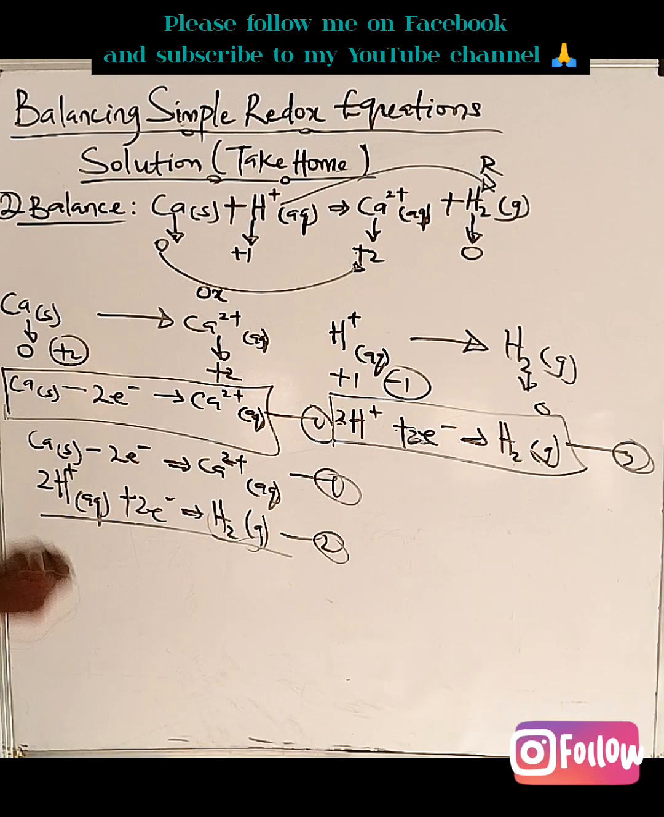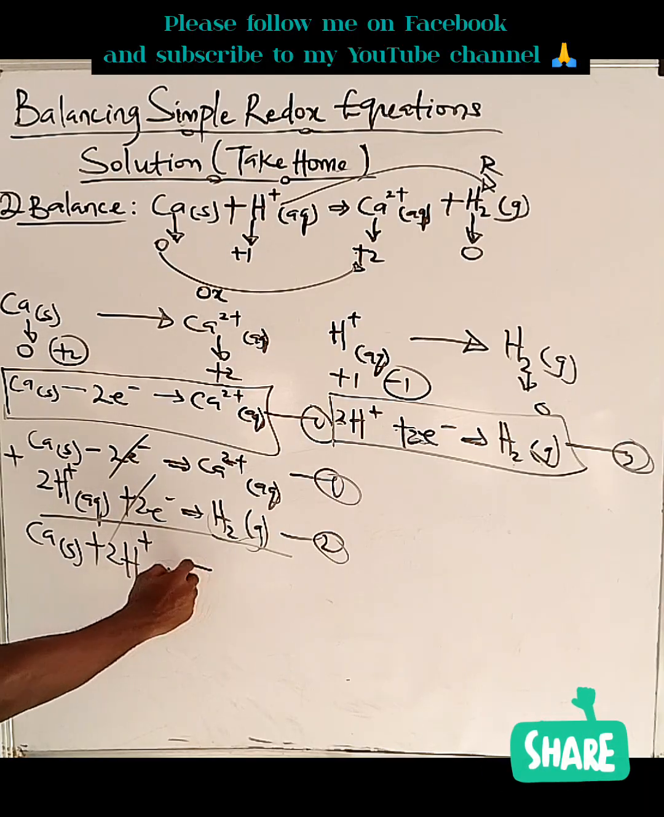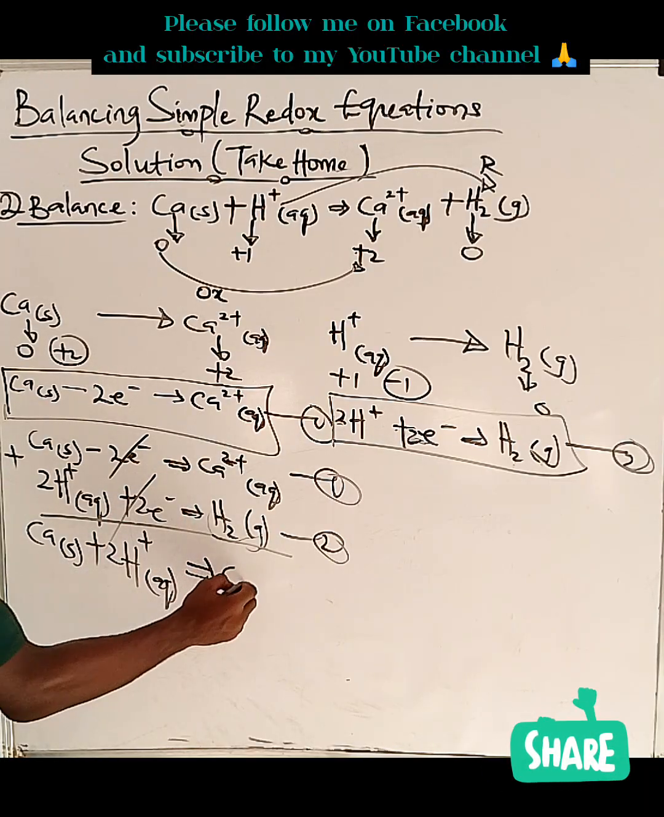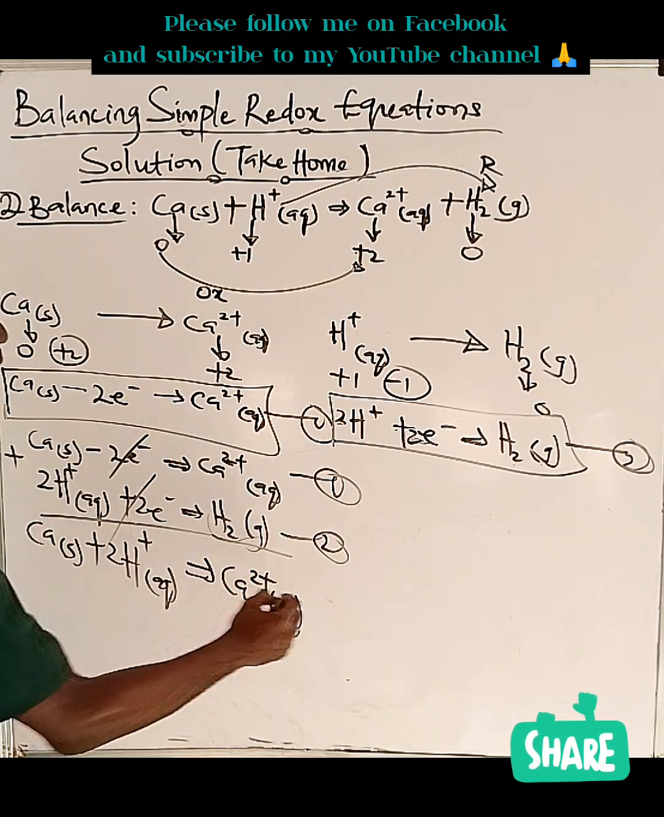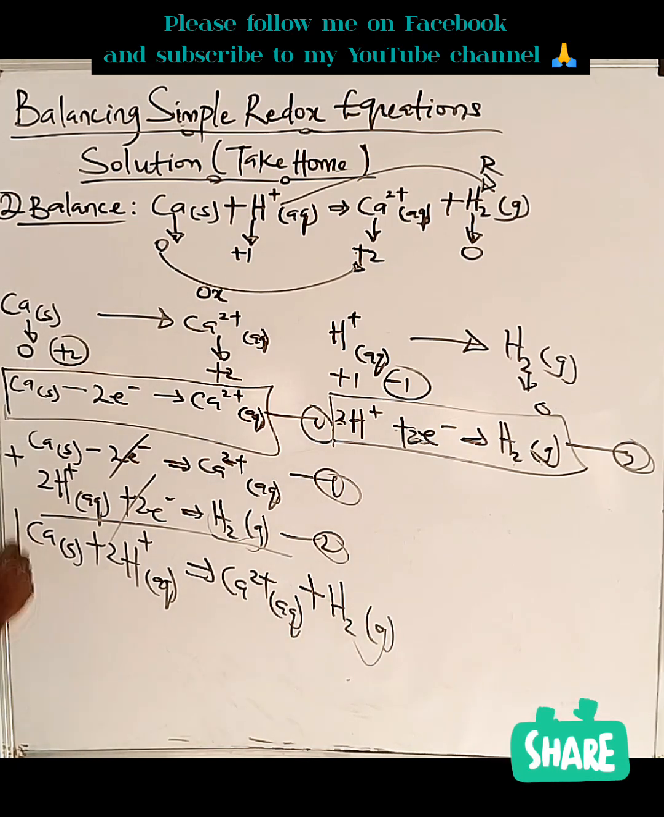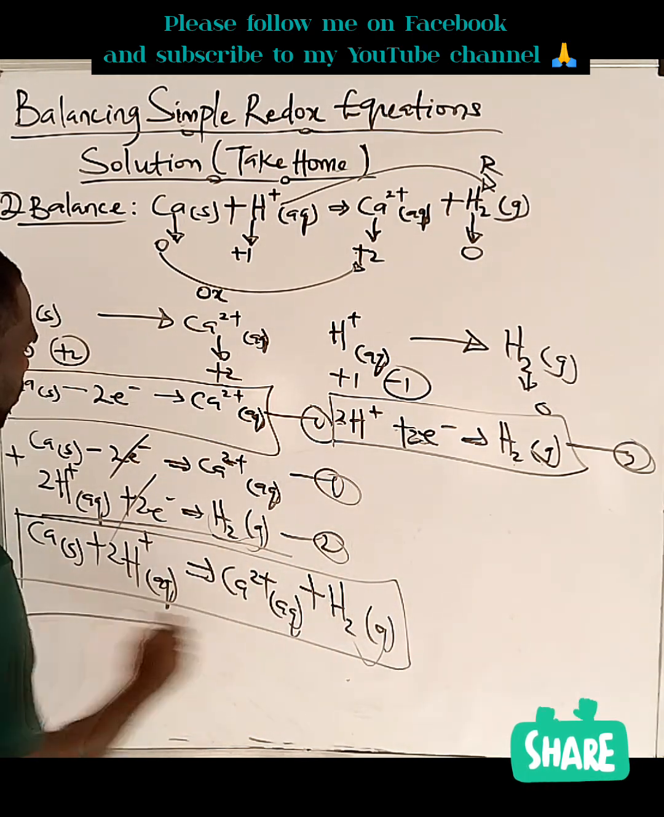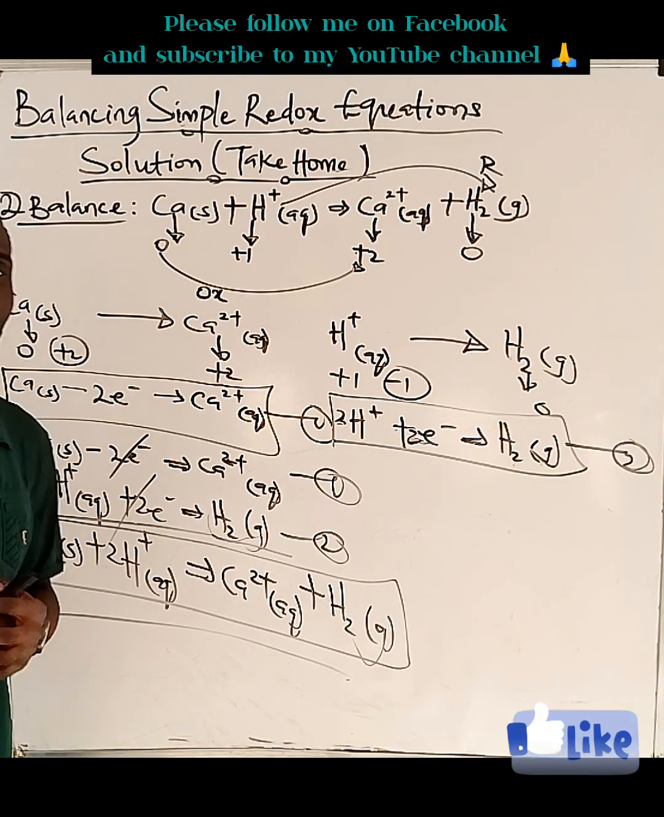You can just go ahead and eliminate them, since they have the same coefficient. Then we're going to add the two equations. So minus 2 electrons plus 2 electrons, this takes out each other. So we have calcium solid plus 2 hydrogen aqueous equals calcium 2+ aqueous plus hydrogen gas right here. So we're done. We balanced the very second take home given to us in our previous lesson.